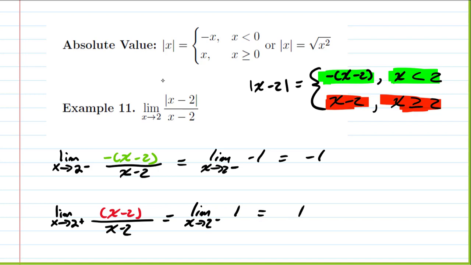So then what would our limit be as x approaches 2? Well, our left limit's negative 1, and our right limit's positive 1. Are they the same? No, so what do we get? DNE, right? So in this case, our limit does not exist because the left limit and the right limit are not equal.